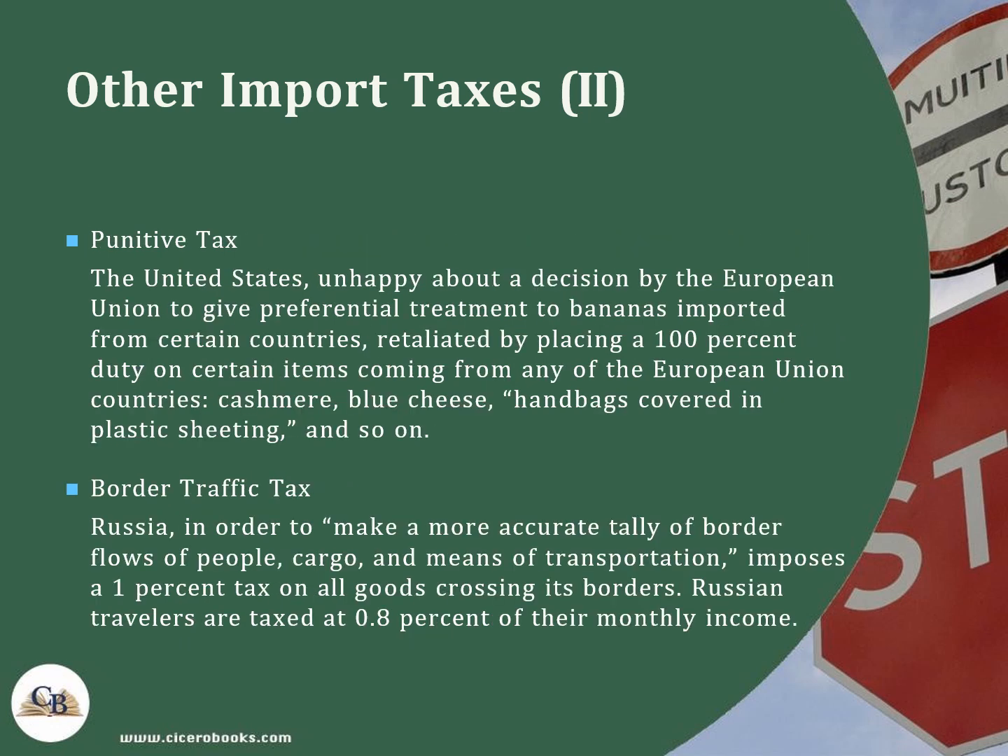Punitive tax. The United States, unhappy about the decision of the European Union to give preferential treatment to bananas imported from certain countries, retaliated by placing a 100% duty on certain items coming from any of the European Union countries. Cashmere, blue cheese, handbags covered in plastic sheeting, and so on.